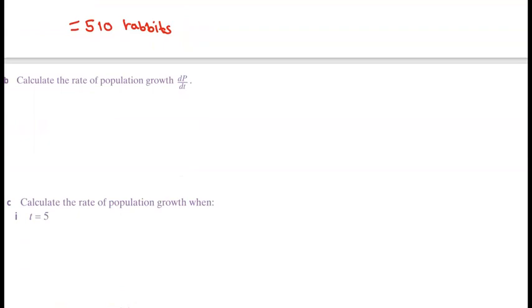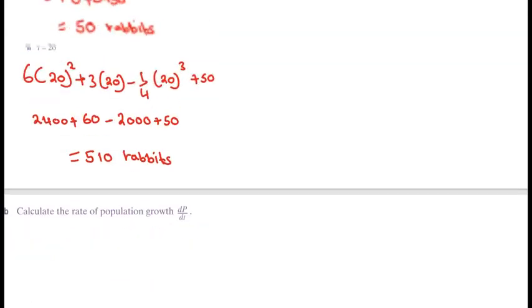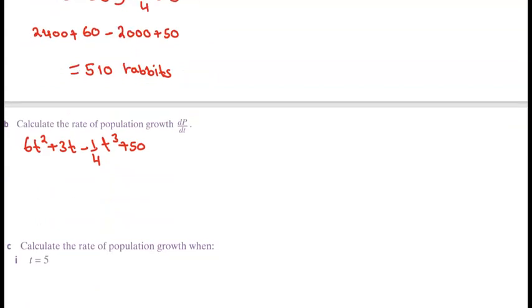So calculate the rate of population growth, that is dP over dt. So we just have to remember the main equation. The main equation that we were using was 6t squared plus 3t minus a quarter t cubed plus 50. So dp over dt means we differentiate this one with respect to t. So we are differentiating t, not p, because p is the subject. So where there is t, we differentiate it.